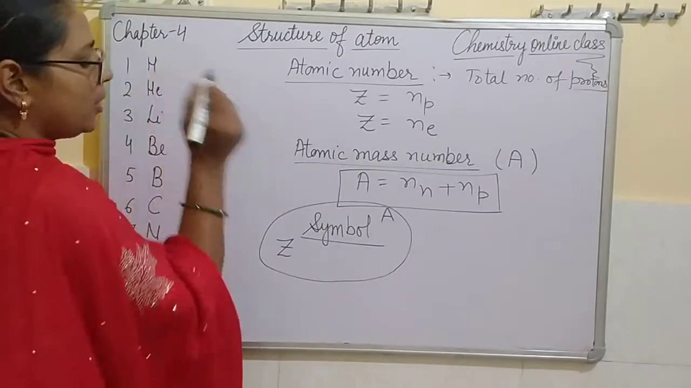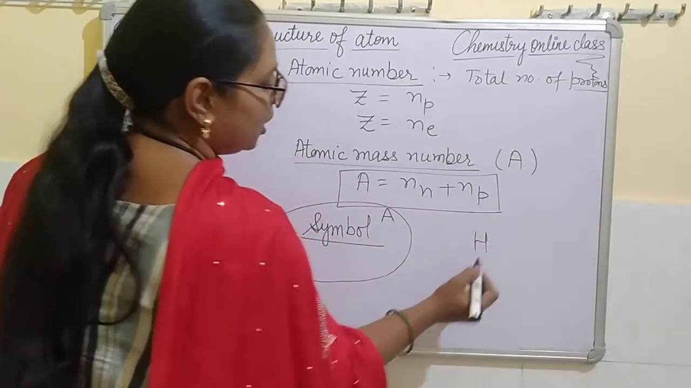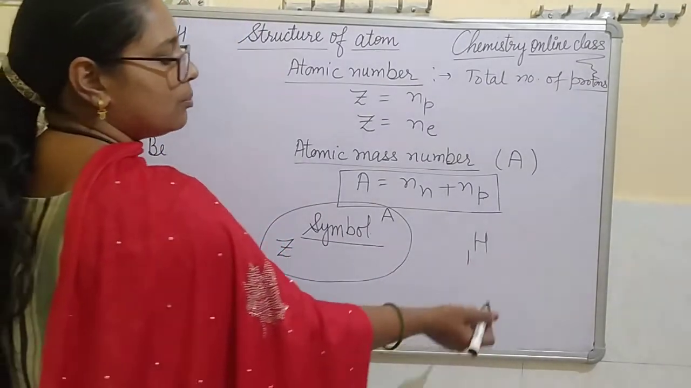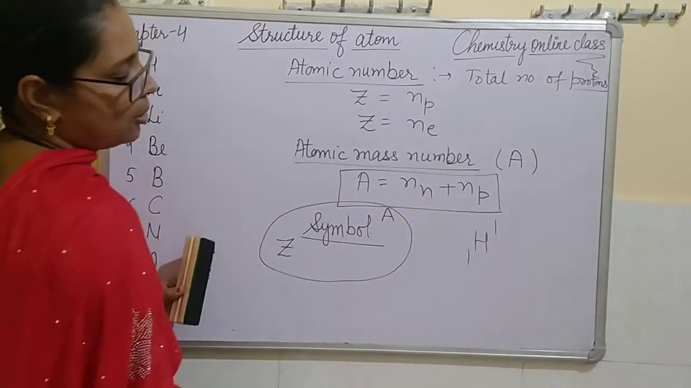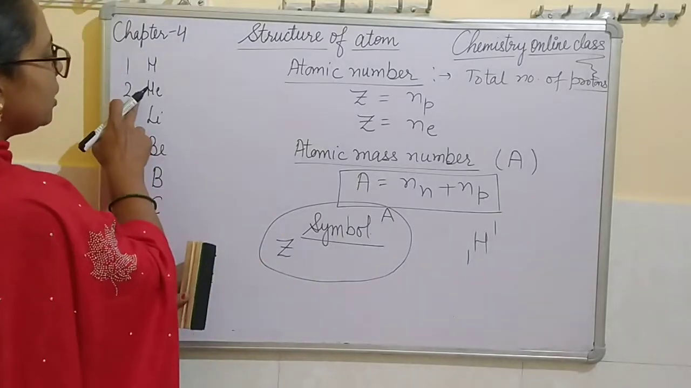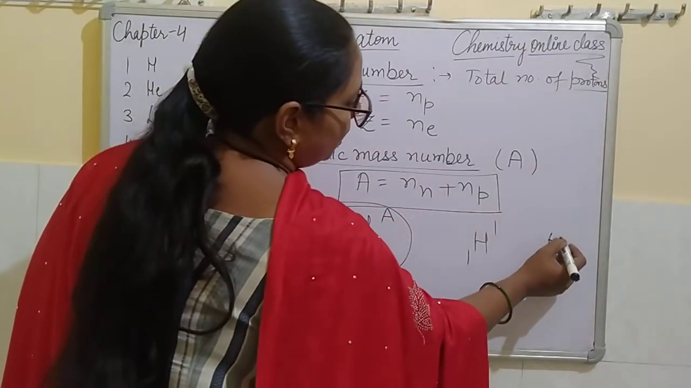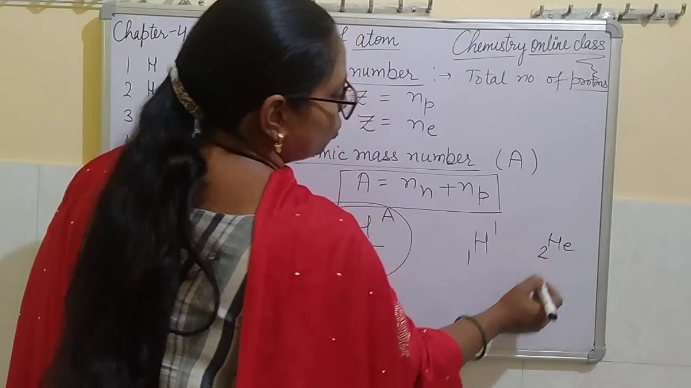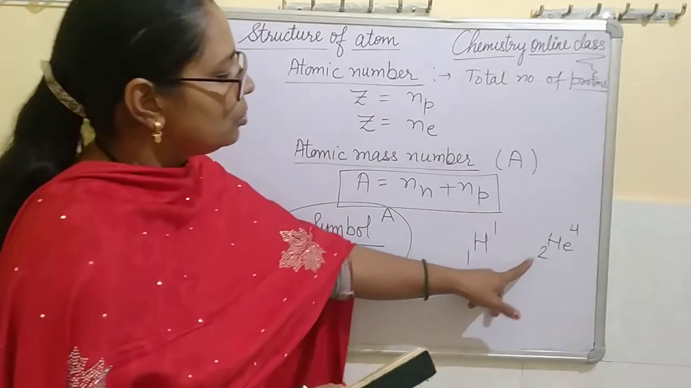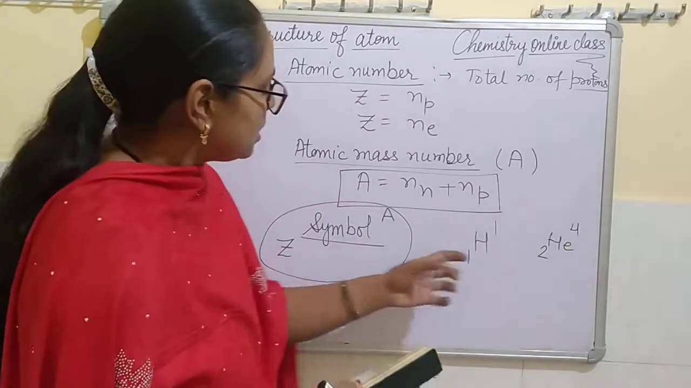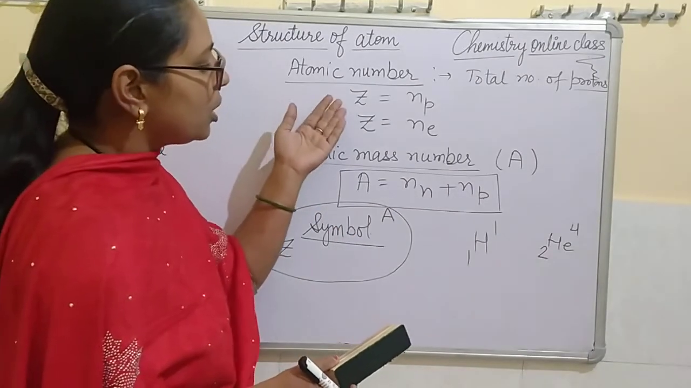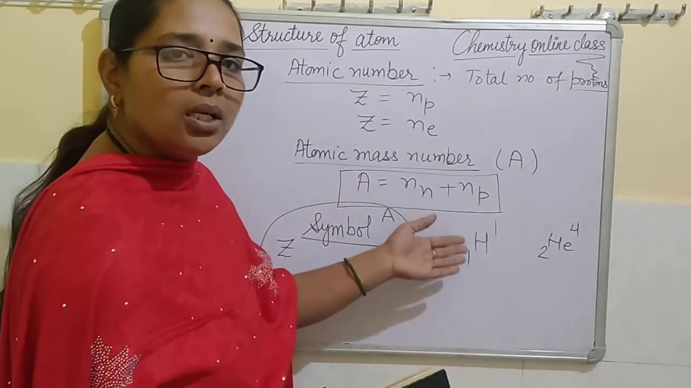For example, hydrogen is the element. I am writing here H. Its atomic number is 1 and its mass number is also 1. So I am writing it like this, 1H1. The second element is helium. For helium, the atomic number is 2 and its mass number is 4. So I will write it like this, 2He4. This is the representation for an element in terms of its atomic number and atomic mass number.